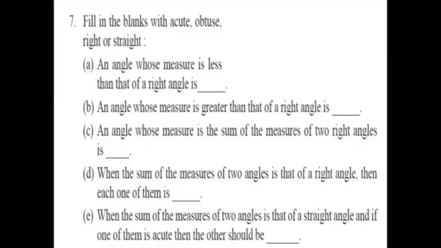Next question. Fill in the blanks with acute, obtuse, right, or straight. A question. An angle whose measure is less than that of a right angle, that means less than 90 degrees, is known as an acute angle. Right? Okay. See the B question. An angle whose measure is greater than that of a right angle, greater than 90 degrees, is an obtuse angle.